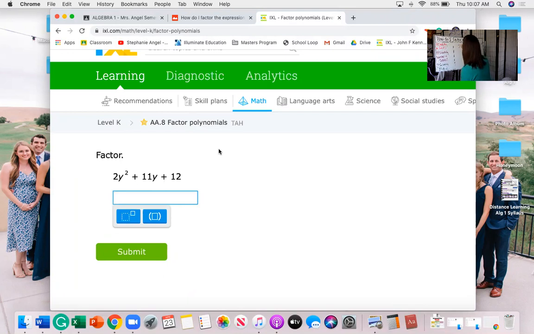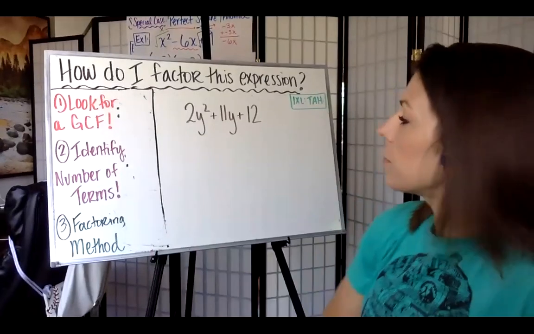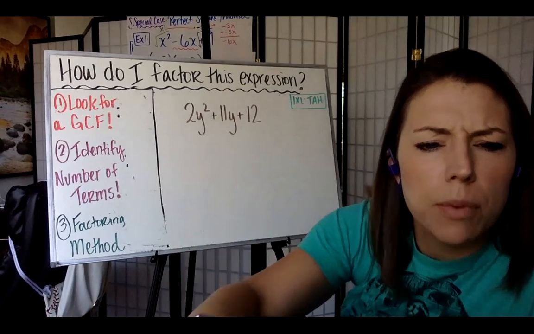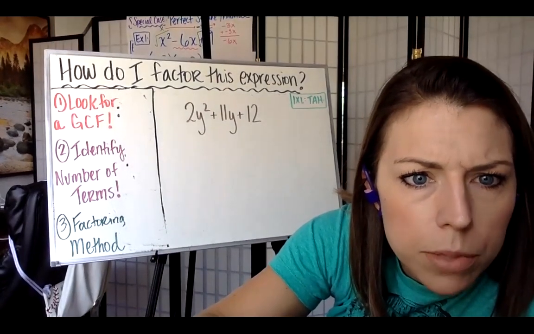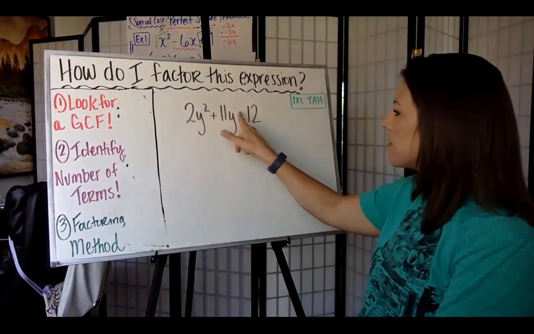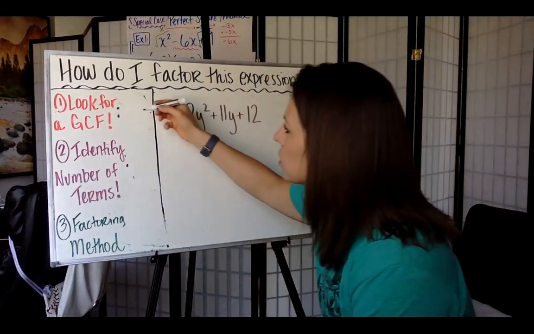2y squared plus 11y plus 12. All right. Question 1, is there a GCF? So because there's a leading coefficient, I'm just going to check this. Wait, did I write that down right? Oh, I did. Okay. Just make sure. Does 2 go into 11 and 12? No. So that means no GCF here.